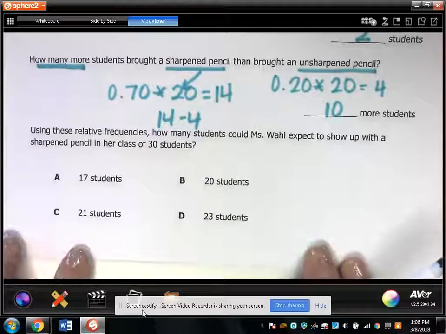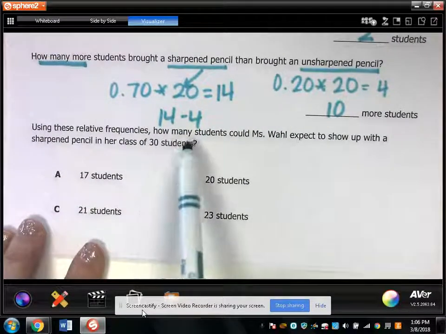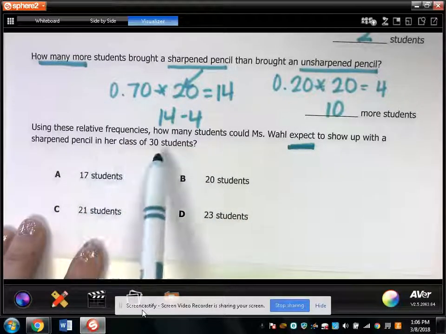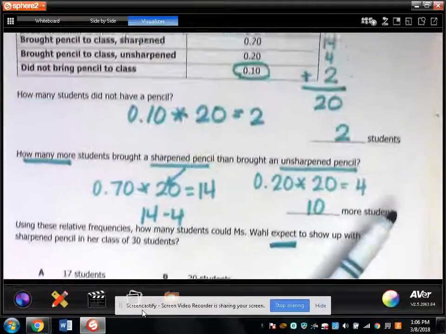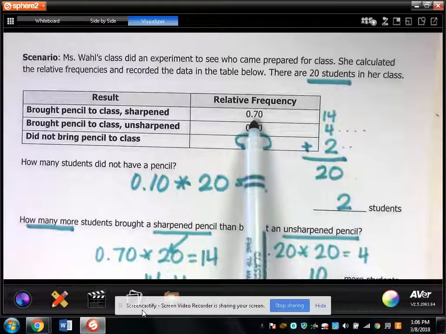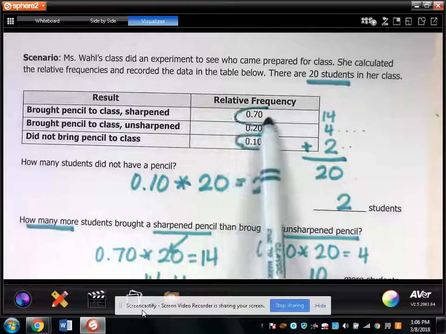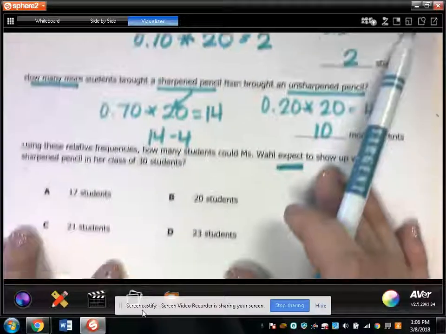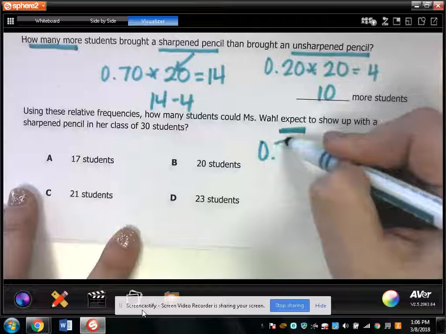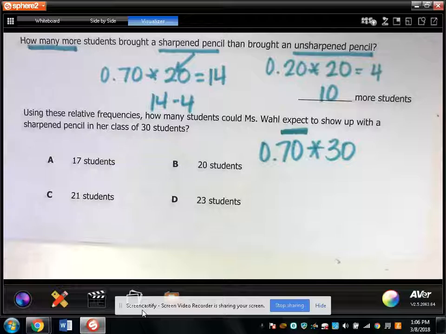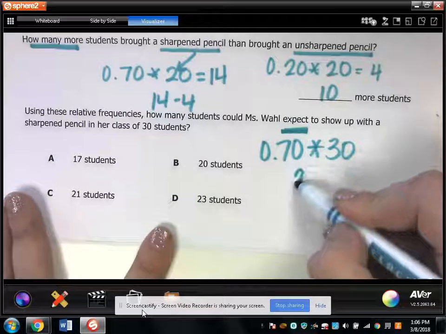So the last question I have is, using these relative frequencies, how many students could Ms. Wall expect to show up with a sharpened pencil in her class of 30 students? So let's see. This class was 20 students, and 70% of them showed up with a sharpened pencil. So I'm going to use that probability of 70% of a class shows up. I'm going to expect that that exact same thing will happen when there's 30 kids in the class. So I'm going to find 0.70 times 30, and I get 21.